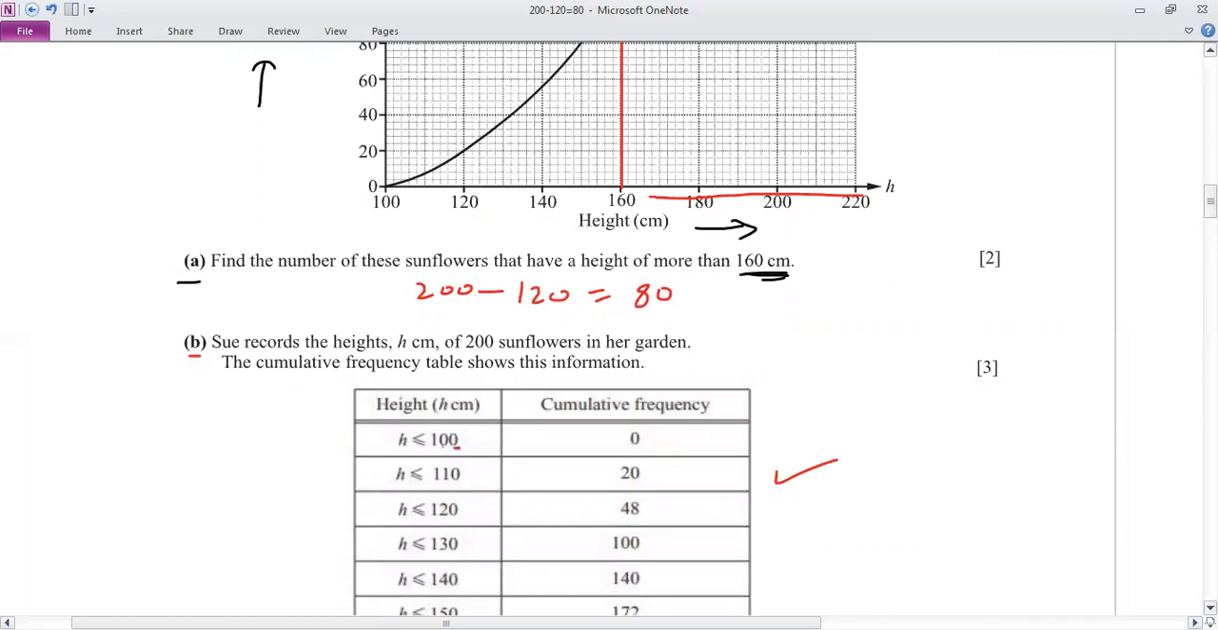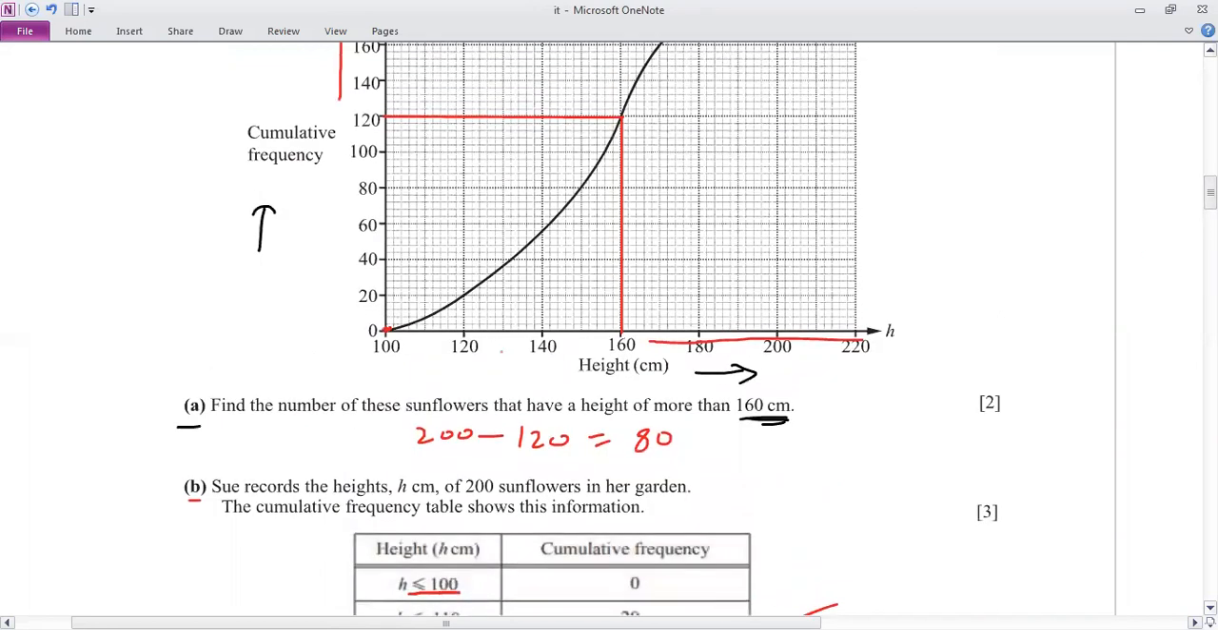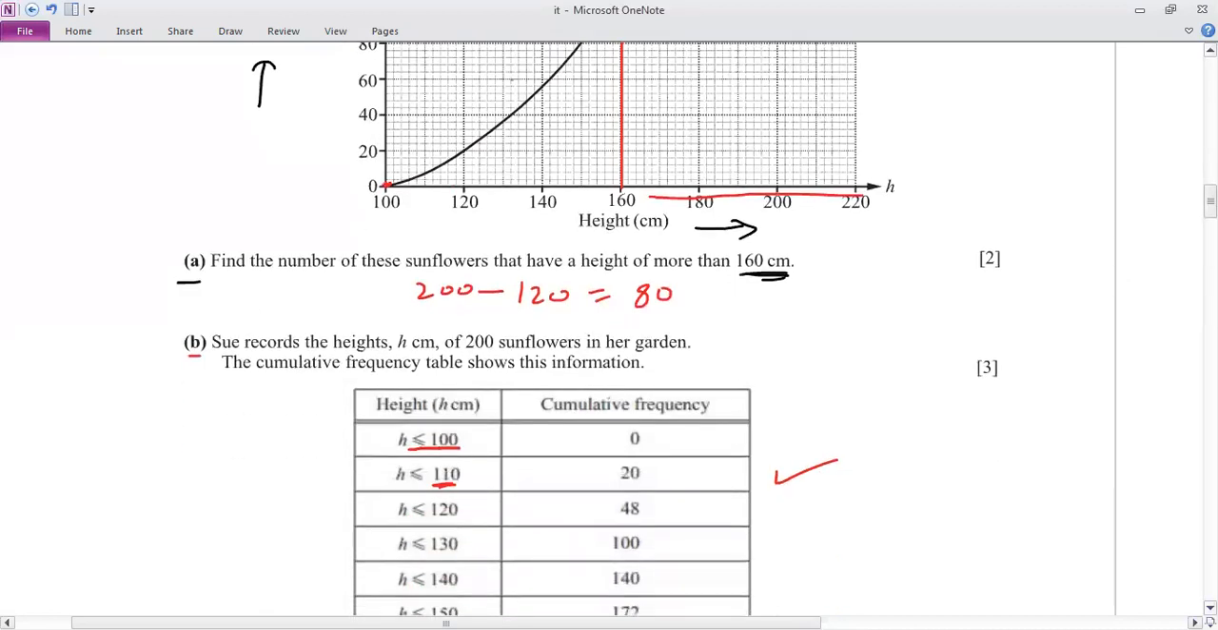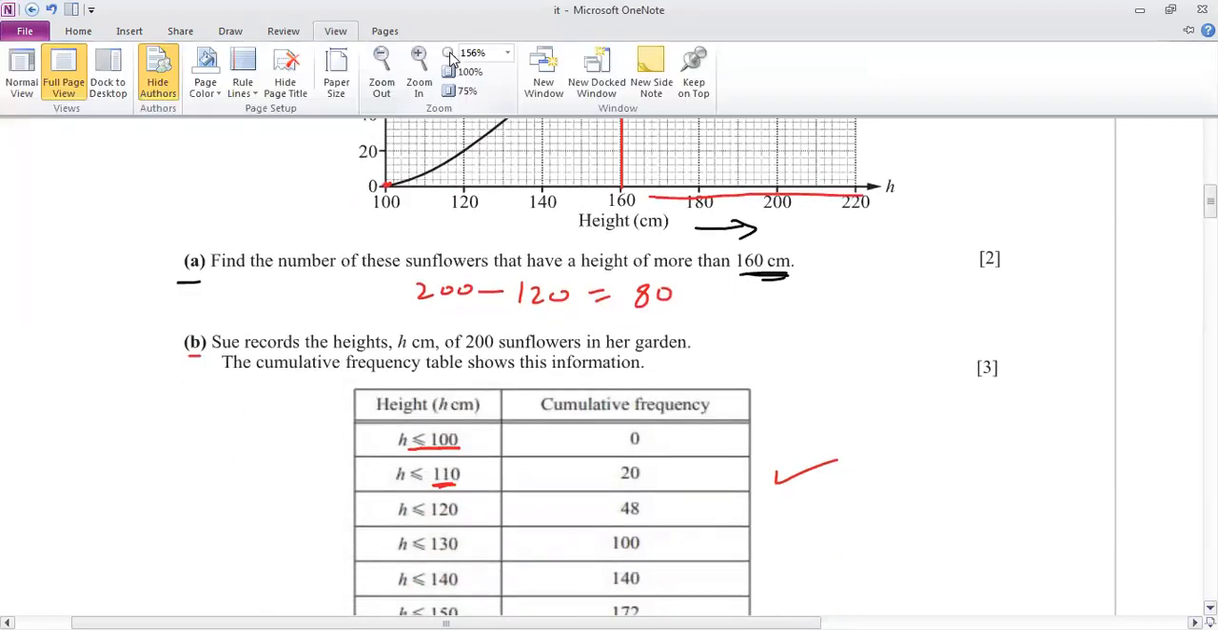For less than or equal to 100, it is 0. So I will draw the point here. This is the first point, 0. For less than or equal to 110, it is 20. Look, where will be 110? Let me zoom in even more.